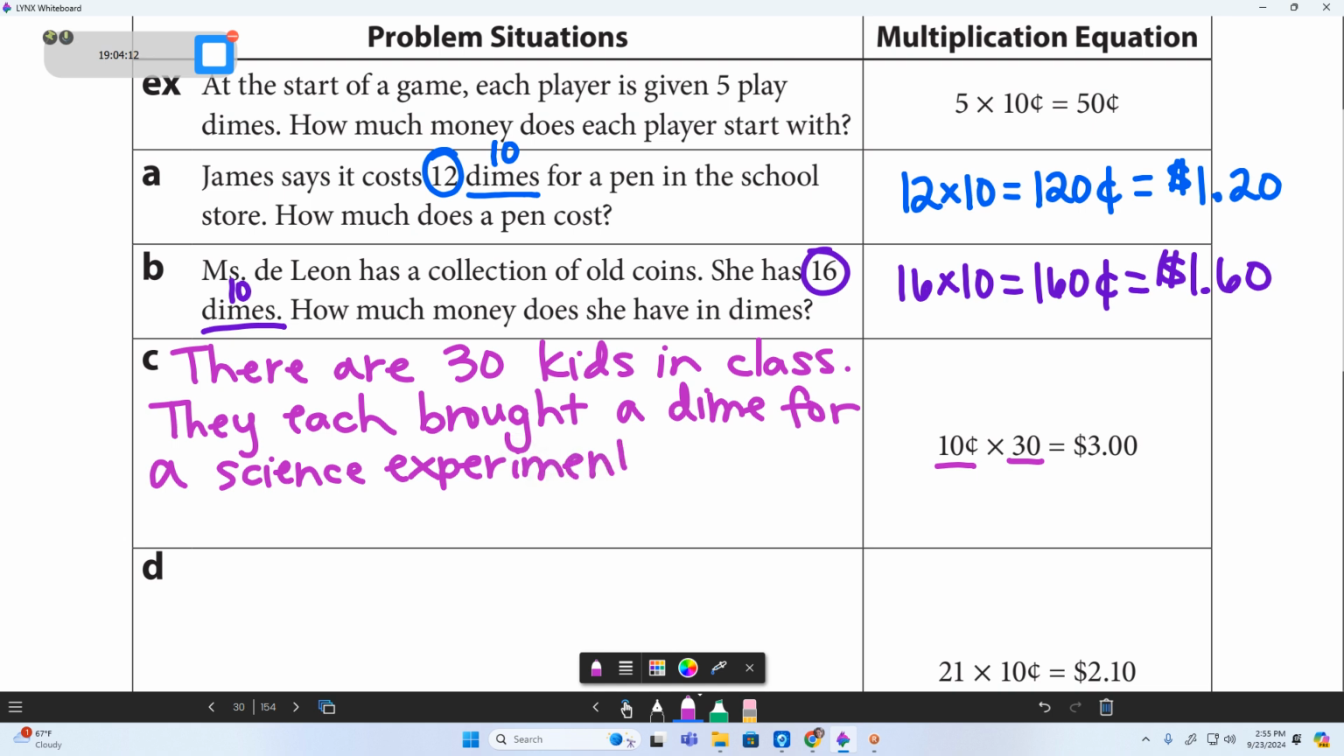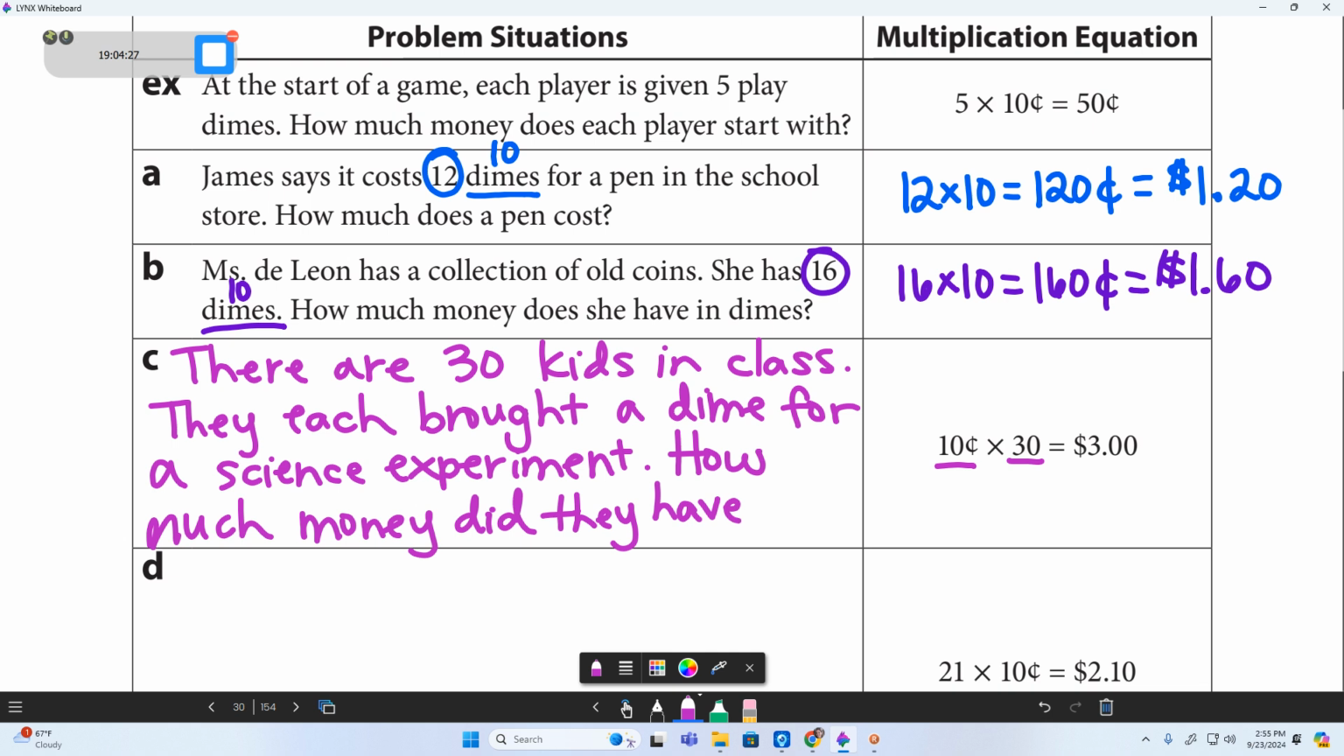And the question is, how much money did they have in all? And again, your story can be totally different than mine as long as it matches that equation.